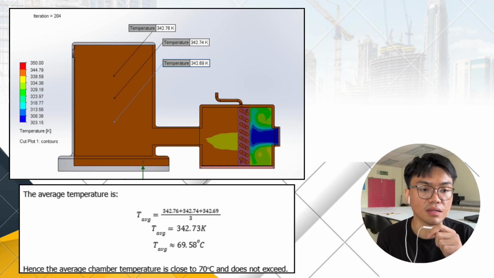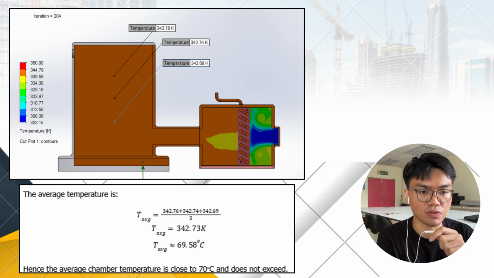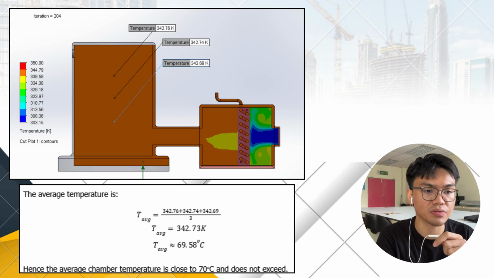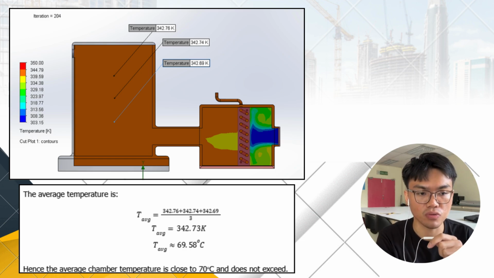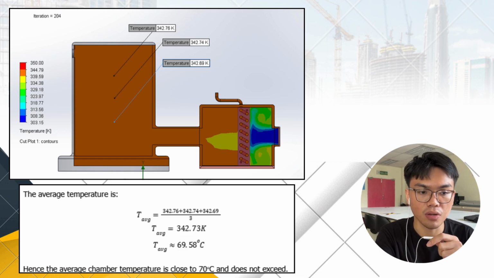On this slide, we can see the temperature cut plot at the radiator housing and the drying chamber. After the air passes through the radiator housing and enters the drying chamber, these three temperature readings were taken: 342.76, 342.74 and 342.69 kelvins. With these values, we get the average chamber temperature of approximately 342.73 kelvins, or 69.58 Celsius.